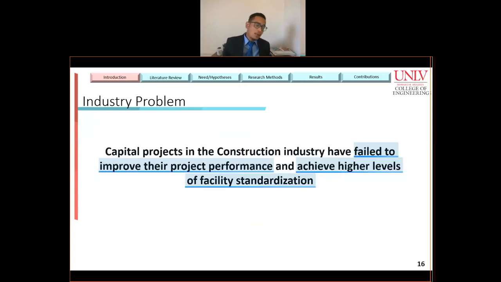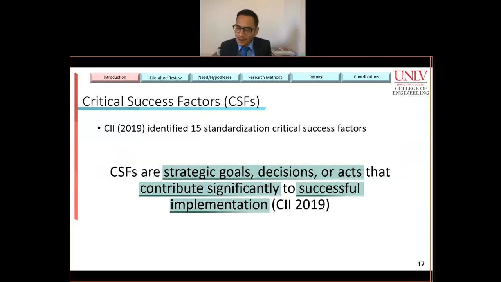This brings me to the problem for the industry as a whole. Capital projects in the construction industry have failed to improve their project performance and achieve higher levels of facility standardization. Well, to address this industry issue, CII identified 6 solution elements and 5 tools, one of which was introducing 15 standardization critical success factors. So what are critical success factors? Critical success factors, or CSFs, are strategic goals, decisions, or acts that contribute significantly to successful implementation.